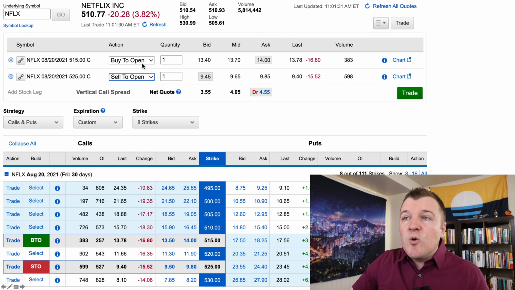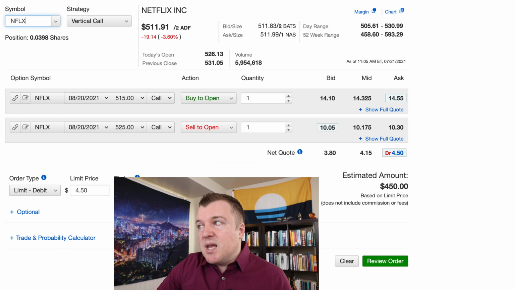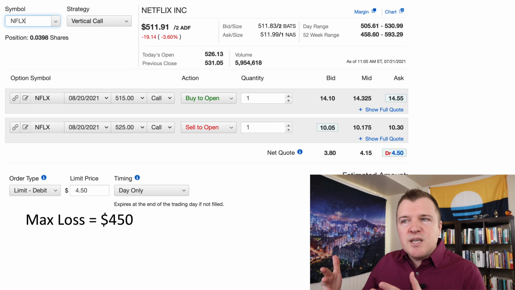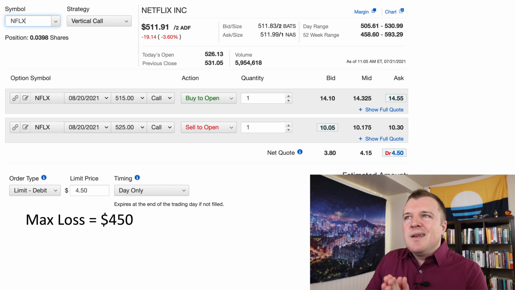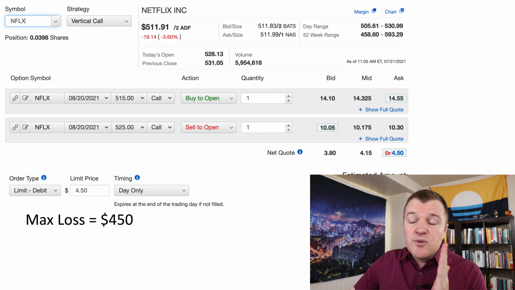Make sure that you buy to open the strike price closest to the share price, and you sell to open the one that's further away. So if you go over here and click on trade, you're going to get a quote based on the bid and ask prices, and it's telling me for D, for debit, I'm going to have to pay $450 to buy this bull call spread. So what's my max loss? My max loss is $450 if I'm completely wrong on this trade. Netflix's share price trades perfectly sideways or goes down over the next 30 days.